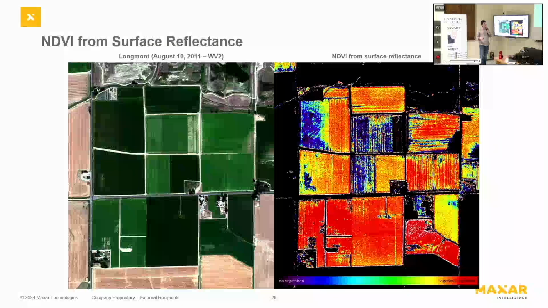So bottom line, use surface reflectance where you can. Sentinel-2, Landsat 8, 9, they all come with surface reflectance. Doesn't cost you anything to just select the right product.